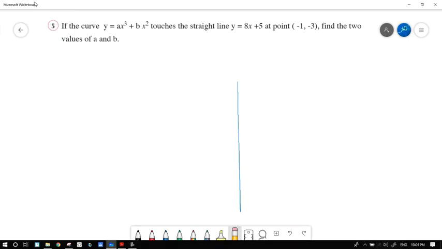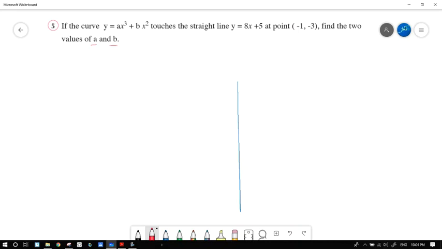Okay, in this example, we have: if the curve y equals ax^3 plus bx^2 touches the straight line y equals 8x plus 5 at the point (-1, -3), find the two values of a and b. So here we are searching for a and b.